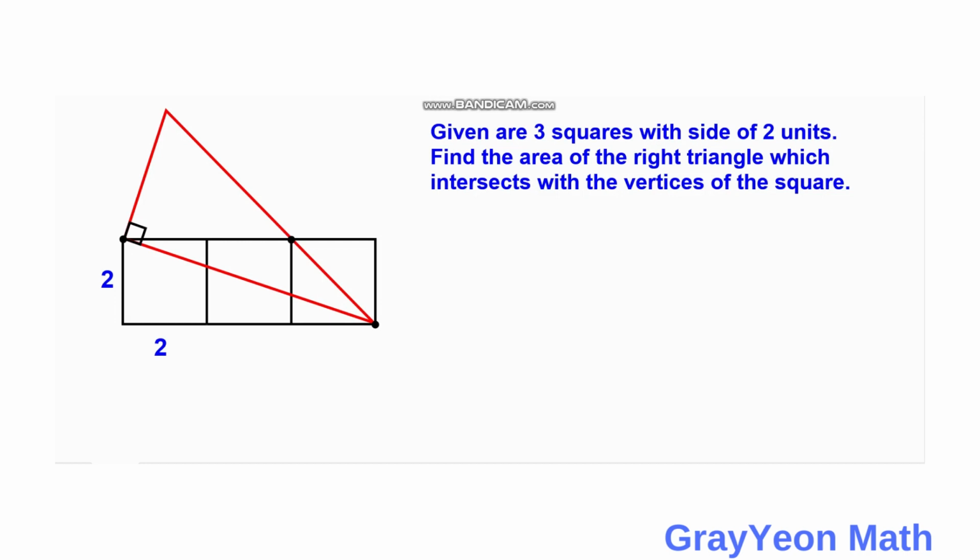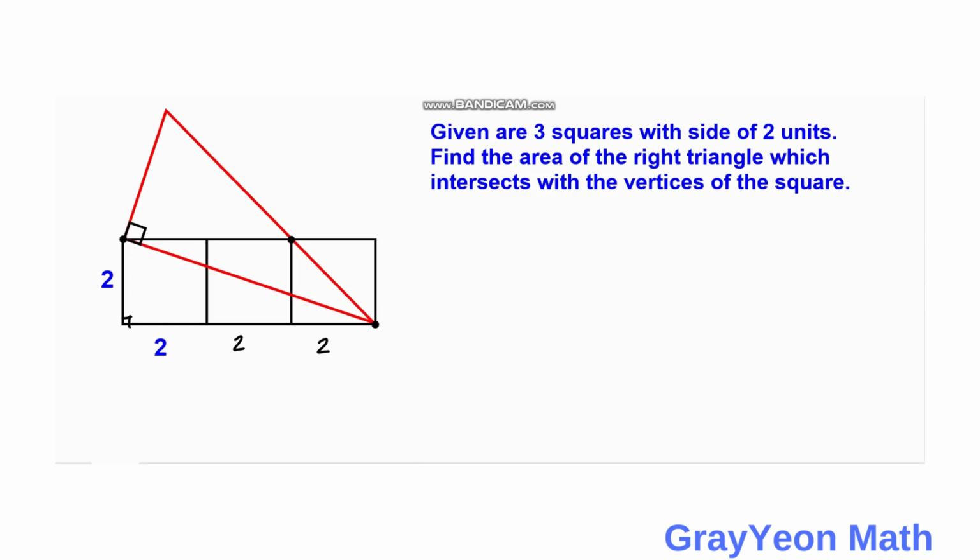You can pause for a moment and think of a solution that you may have for this problem. Okay, so first step is we consider these squares, and these squares form a right triangle against the base of this red triangle. And since these are squares, then this should be 2, and this should be 2. And this is a right angle. And this becomes a right triangle.